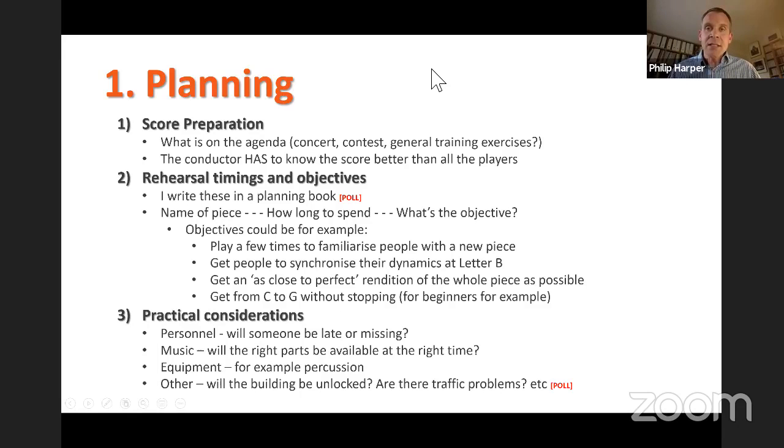Okay, so those are the 3 aspects of good planning, in my opinion. Number 1, score preparation, so that you know the content of what you're going to be rehearsing. Number 2, rehearsal timings and objectives, so that you're in control of the resource of time. Basically, a rehearsal is 2 hours or 1 hour or however long it is, and as the conductor, you need to manage that time. And number 3, practical considerations, whether the mutes are available, or a plethora of different things which might need troubleshooting.